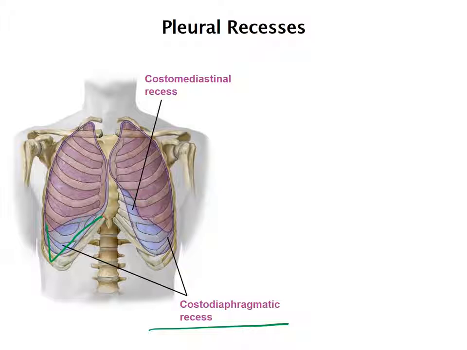There's also a second, less significant recess between the mediastinum and the left lung, called the costomediastinal recess. To my knowledge, there is no real clinical significance of this particular recess, and so you should interpret that as meaning this particular structure should be relatively low on your priority list.